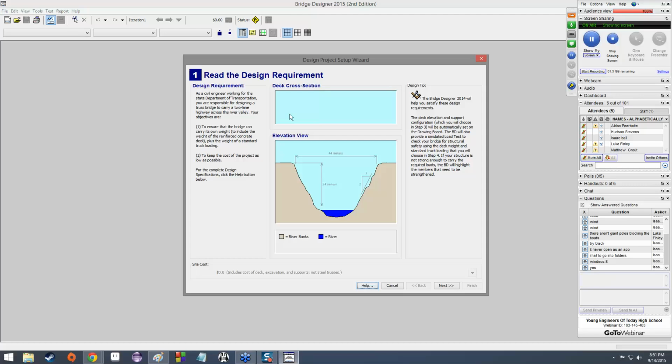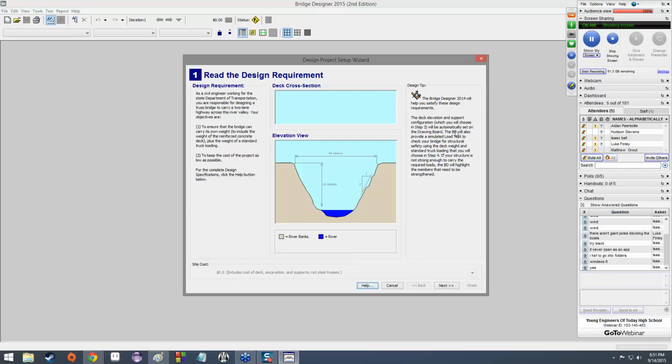Design requirement. As a civil engineer working for the State Department of Transportation, you are responsible for designing a truss bridge to carry a 2-lane highway across the river valley. Your objectives are: 1. To ensure the bridge can carry its own weight, to include the weight of the reinforced concrete deck plus the weight of a standard truck loading, and 2, to keep the cost of the project as low as possible. So basically, your bridge has to not fall over and be as cheap as it possibly can be. Or like bend or anything like that.